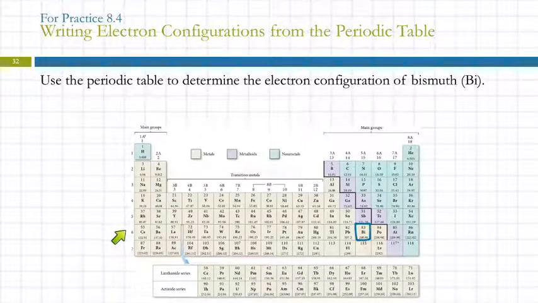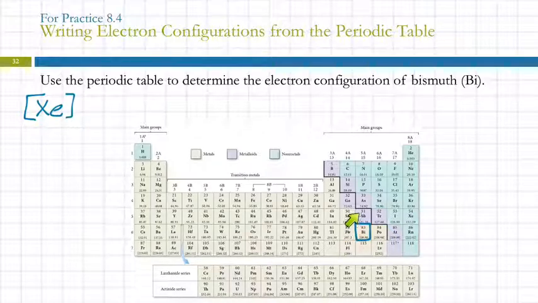What row is it in? 6. And this over here is the P block, right? 1, 2, 3. That's going to end in 6p3. So we could do the noble gas shorthand. What noble gas would I use? Xenon.